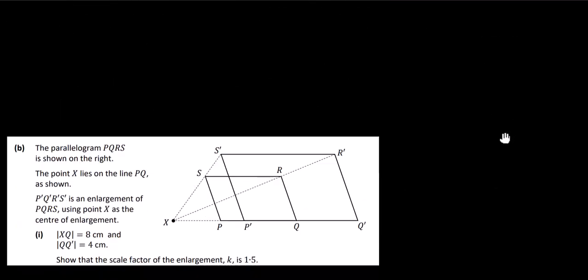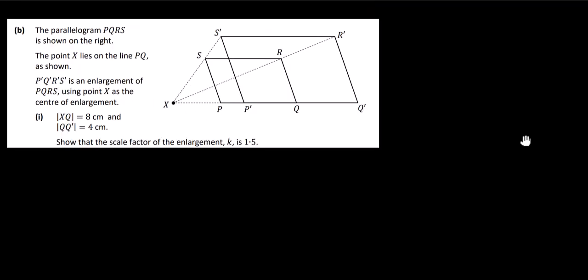Okay, so let's look at the next question. So the parallelogram on the right, PQRS. So we've got PQRS here. The point X lies on the line PQ. So that's the line PQ here, and X lies on that. P dash Q dash R dash S dash, so that's this parallelogram up here, is an enlargement of PQRS using the point X as the center of enlargement.